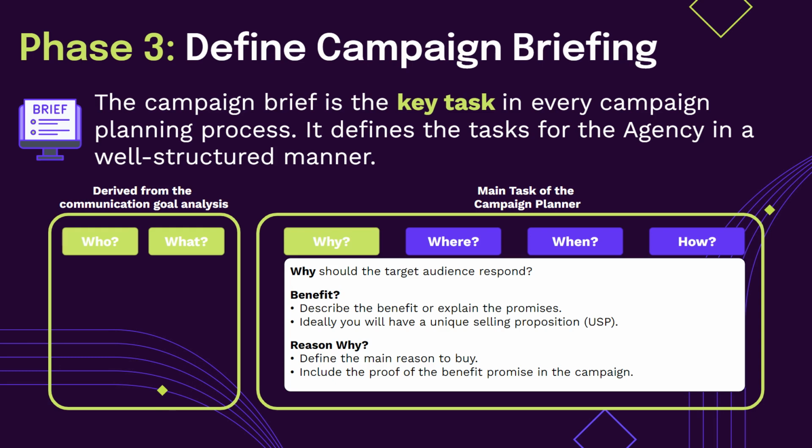Why? Why should the target audience respond? The why is always about the benefit. It is important to explain the promises as well as defining the main reason to buy or to trust a brand. The proof of the benefit promise should also be given in the campaign.